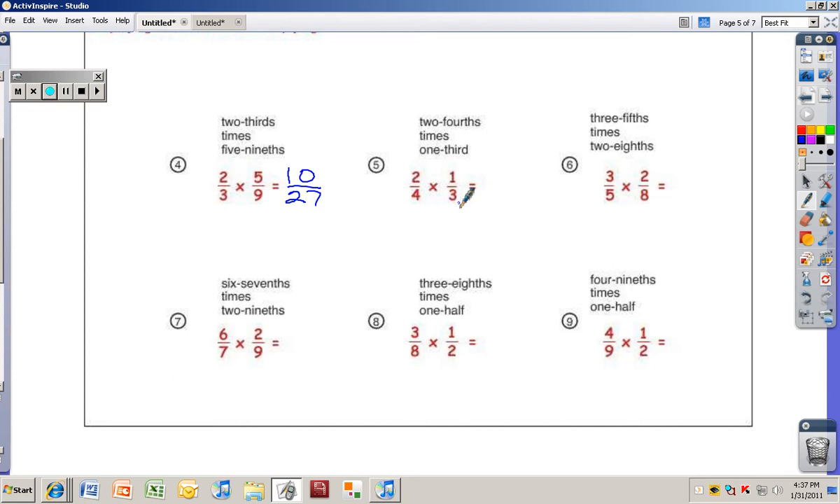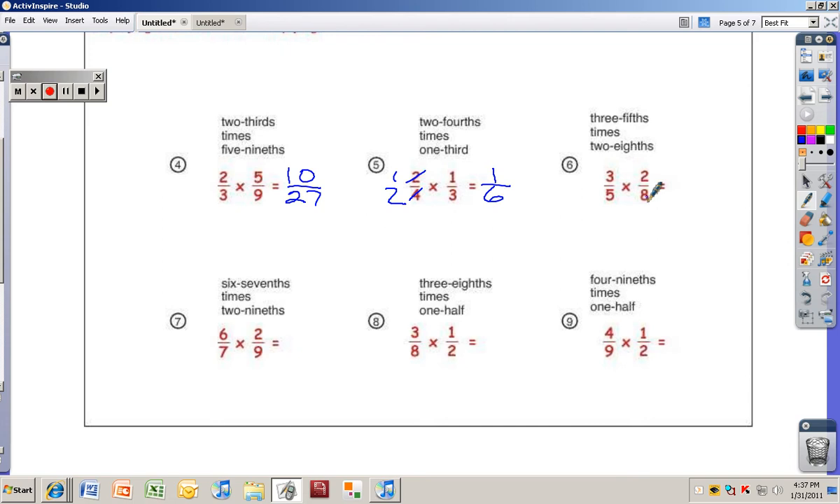Oh, but can I reduce one of the fractions? Yes. 2/4 becomes what? 1/2. Good. And 1 times 1 is? 1. Oh, good, I'm glad you didn't say 2. A lot of times kids say 2. 2 times 3 is? 6. And there's my answer.